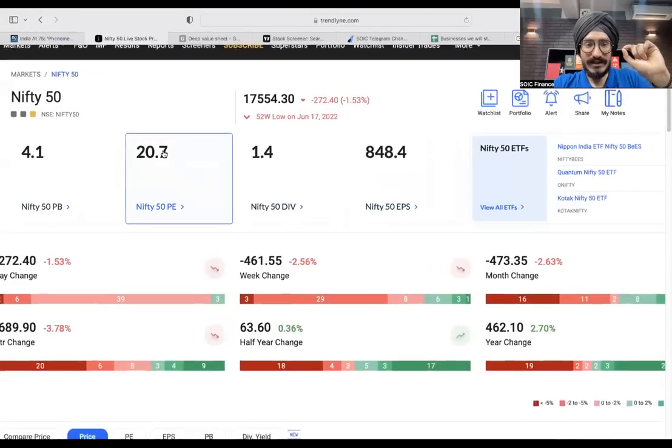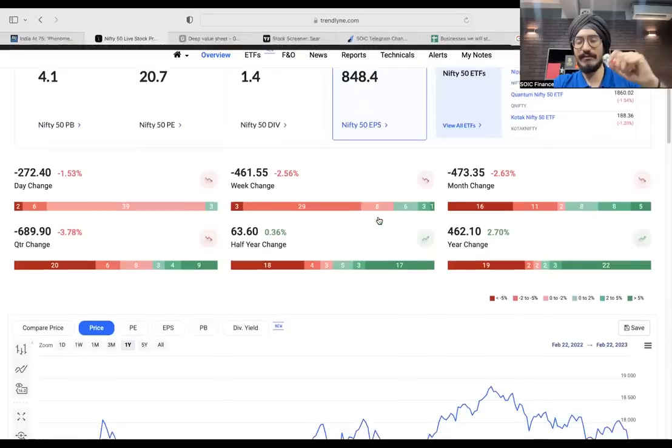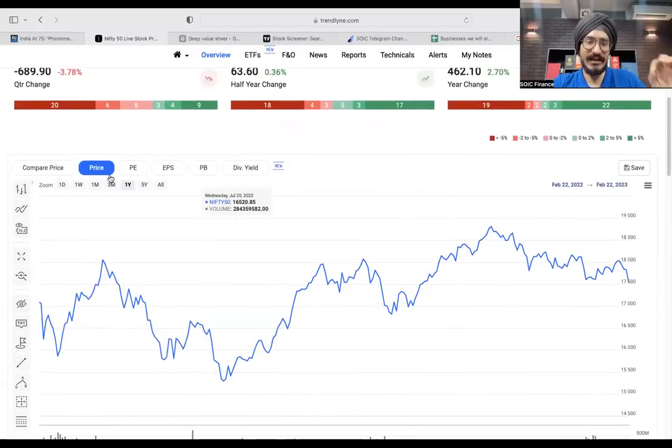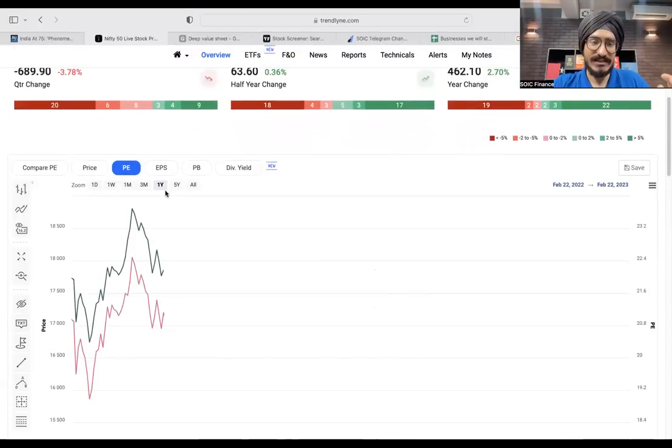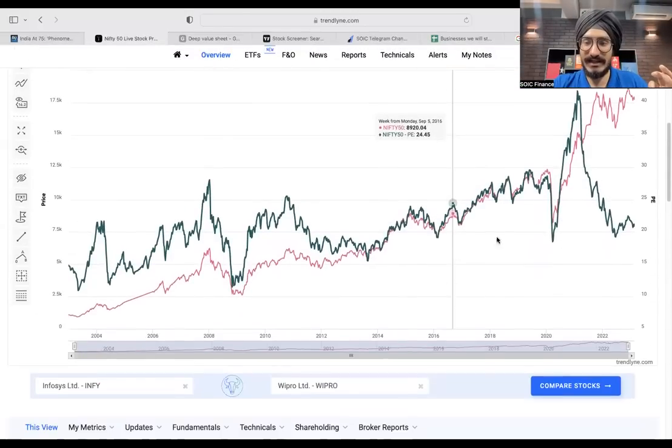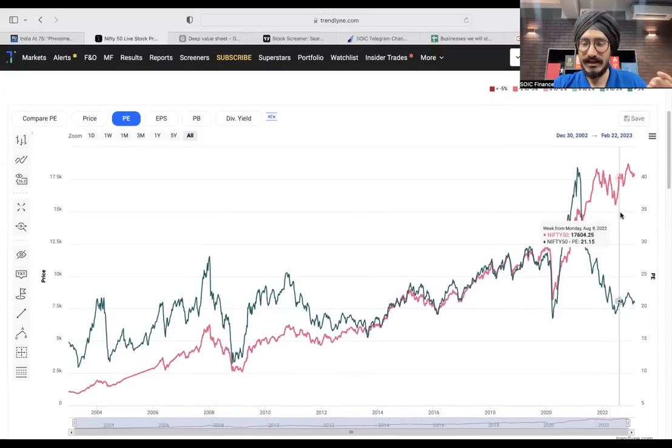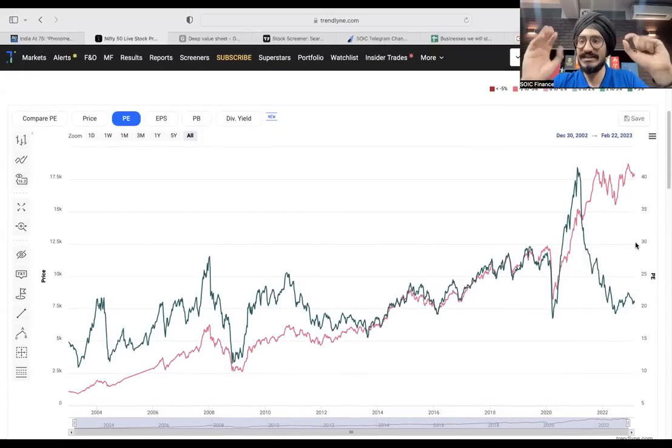So currently Nifty PE is at 20.7 times. तो माने बहुत horribly expensive भी नहीं है. Neither is it horribly cheap today. So it is somewhere close to the average. Like it has finally gone somewhere close to the average. So Nifty 50 PE is somewhere close to the average, that is 20.7 times.